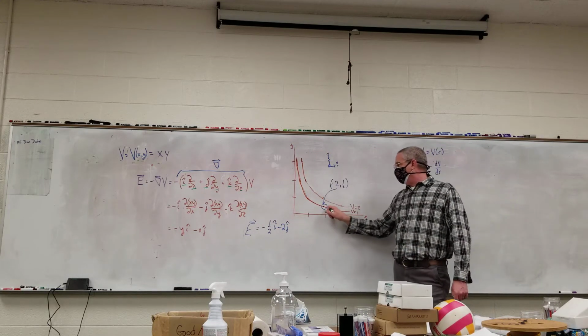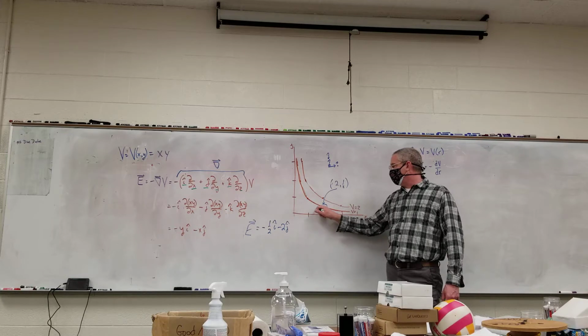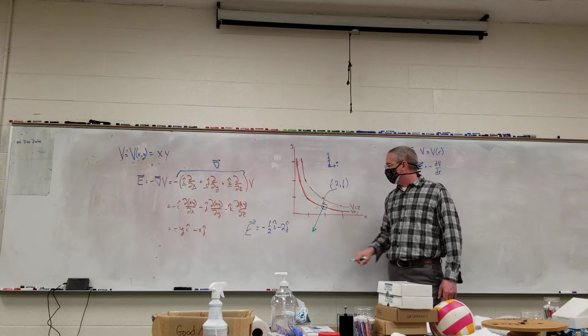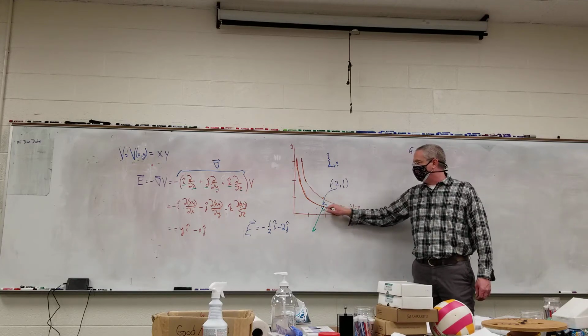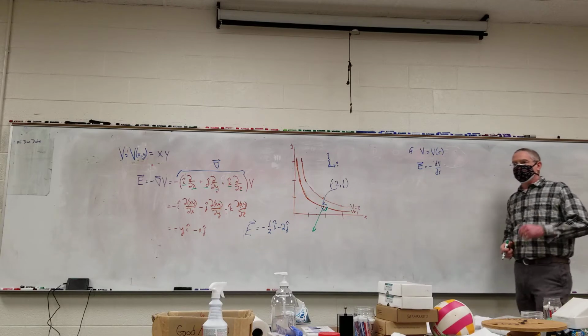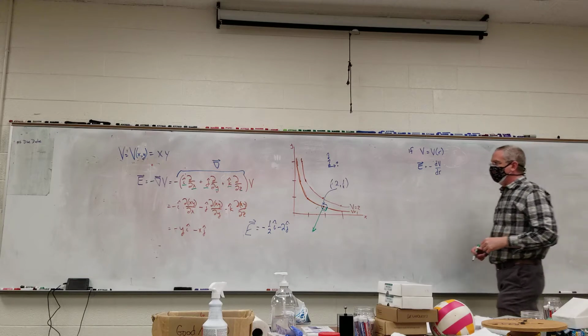So if I plot it, I go negative 1/2 i hat, and then negative 2 j hat, so 1, 2, and it looks something like that. Now it's not drawn perfectly, but do note that that is a right angle there. Just as you were doing in the electric potential lab, the electric field is perpendicular to the equipotential line.